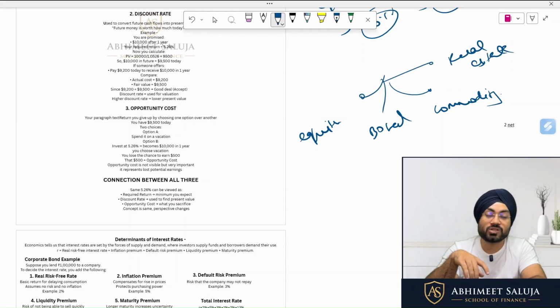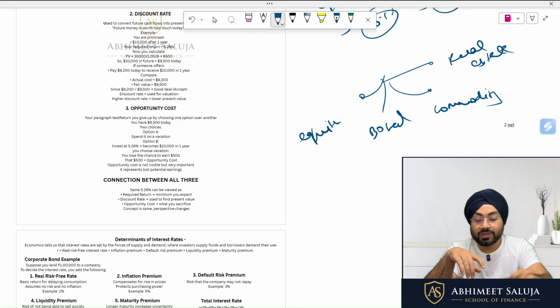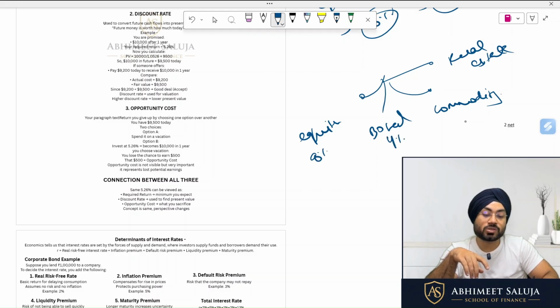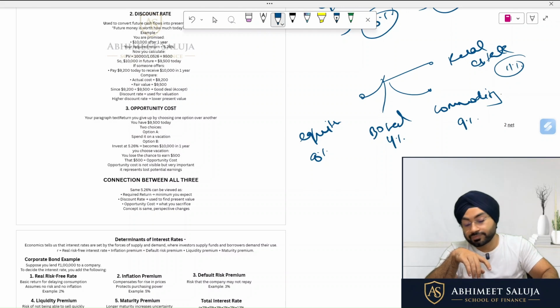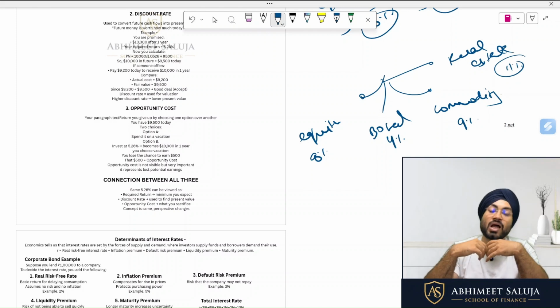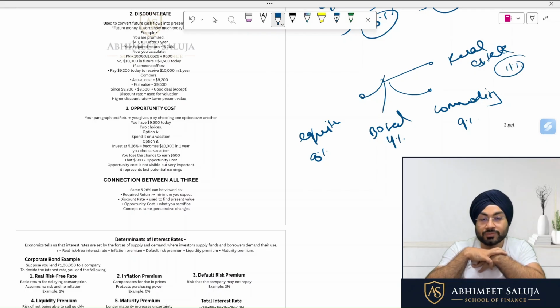Now I have plenty of options available. Equity is yielding me 8%, bond is yielding me 4%, commodity is yielding me, suppose, 9%, real estate is yielding me 11%. Now, at least I have an option to earn more than 8%. So my required rate of return can be more.